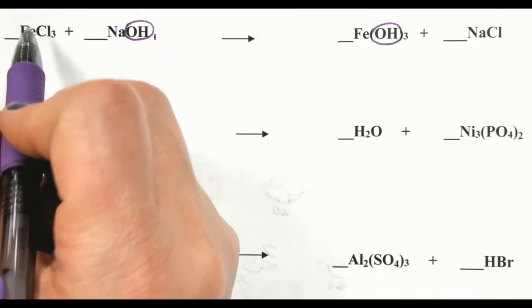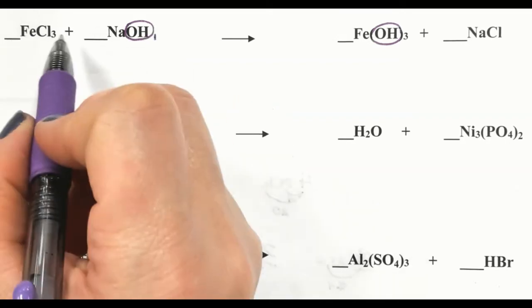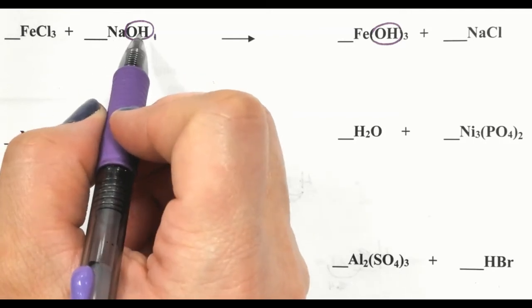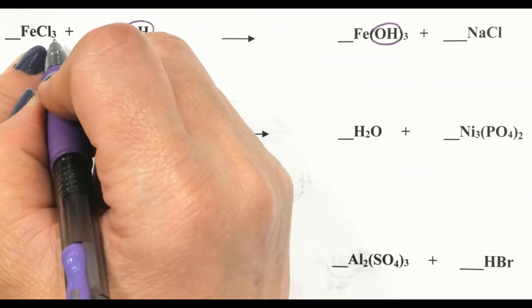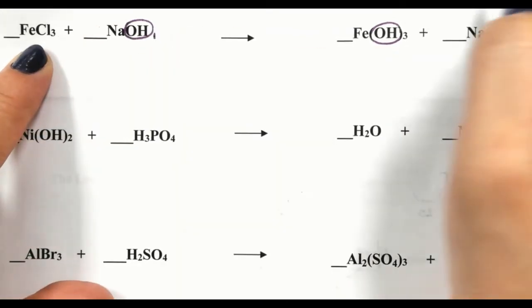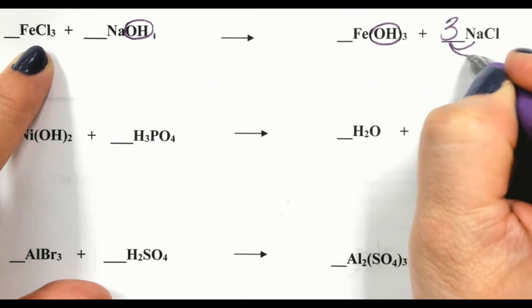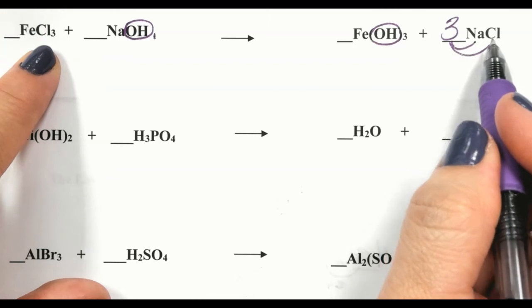Notice that when I balance, I'm balancing these one at a time from left to right. I'm going to do iron, followed by chloride, followed by sodium, followed by hydroxide. Okay, so the irons are good. Chloride, 3 versus 1. So to fix that, I'm going to put a 3 here because that's going to give me 3 of this and 3 of this. So chlorides, 3 and 3, good.